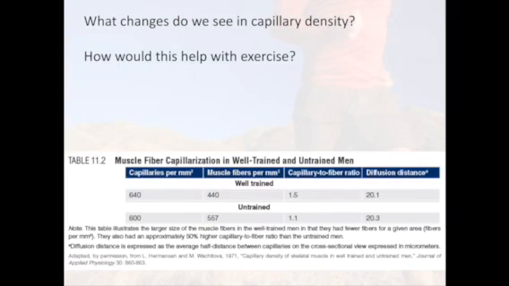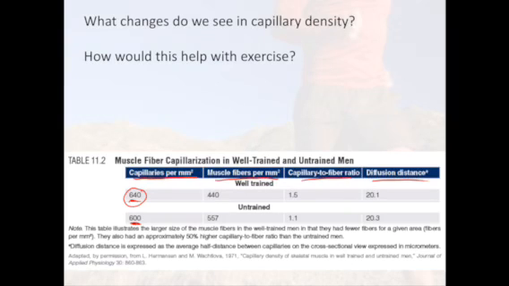Okay, what about the blood vessels themselves? We talked about the blood. What about the blood vessels? What changes do we see in capillary density? We can look at this little figure from your book. We see capillaries per millimeter squared of muscle, and then muscle fibers per millimeter squared, and capillary to fiber ratio, and diffusion distance. Okay, first of all, capillaries per millimeter squared. We have well-trained on top, untrained down here on bottom. So we have more capillaries per area after training.